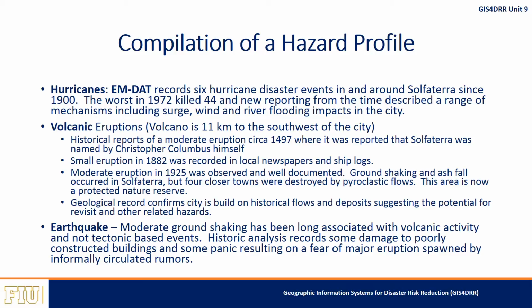A moderate eruption in 1925 was observed and well documented. Ground shaking and ashfall occurred in Solfatara, but the 4 closest towns were destroyed by pyroclastic flows. The area is now a protected nature reserve. Geological record confirms the city is built on historical flows and deposits, suggesting the potential for a revisit and other related volcanic hazards. For earthquakes, moderate ground shaking has been long associated with volcanic activity and not tectonic-based events. Historical analysis records some damage to poorly constructed buildings and some panic resulting from fear of major eruptions spawned by informally circulated rumors.